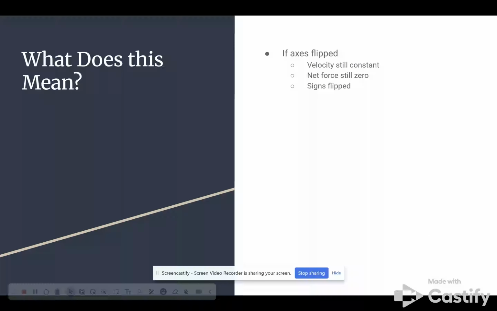So what does this experiment really mean? What are some takeaways here? First of all, I want to look at some hypotheticals. If you flipped the axes, velocity would still be constant, net force would be zero, but the signs would be flipped. And this is important because it basically proves that Newton's law will uphold in all positions on the planet, and just that the signs will swap because the vectors are different.